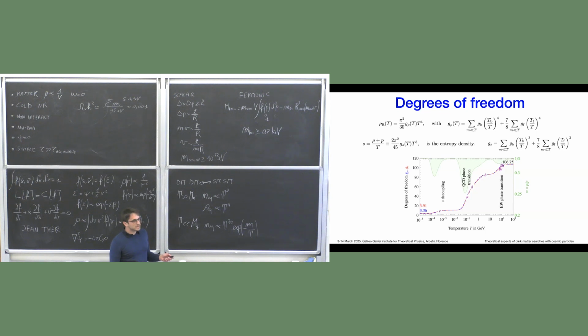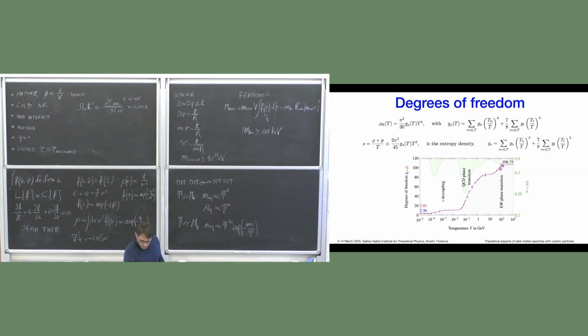Instead, when you see g_s, these are the ones present in the entropy calculation. In the entropy, s equals rho plus pressure divided by the temperature, you will see this g_s, which is the same thing but with a different power of temperature. So g_rho or g_s are the total degrees of freedom of relativistic particles. And g_rho or g_s in the early universe was roughly 100. When the temperature goes down, particles stop being relativistic, and so the g numbers become of the order of 4.